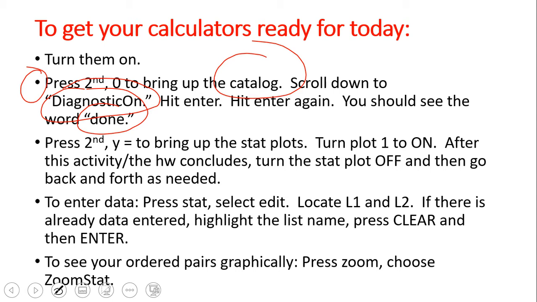Now for the next bullet, you're going to go ahead and turn on your stat plots. And for anybody who's in AP Stat, you're probably familiar with this step. So you're going to go ahead and press the second y equals. That's going to bring up your stat plots. Probably all the plots are off, but no matter what, you want to turn plot 1 to on. And if for some reason other plots are on, you want to turn them off. You just want to have plot 1 on.